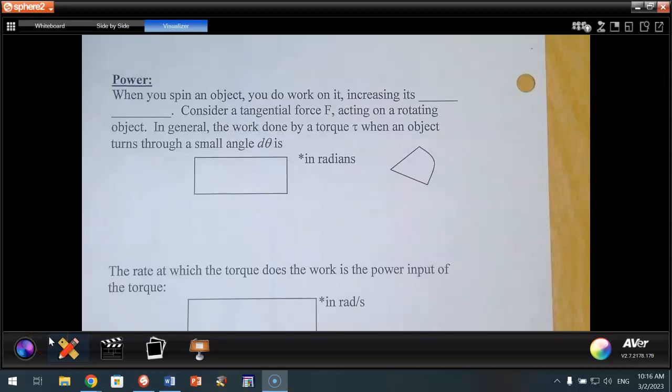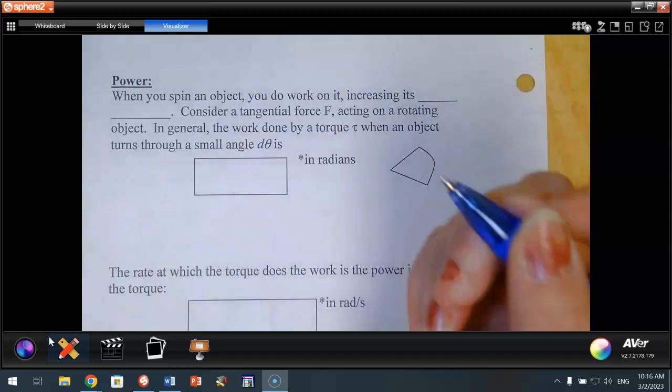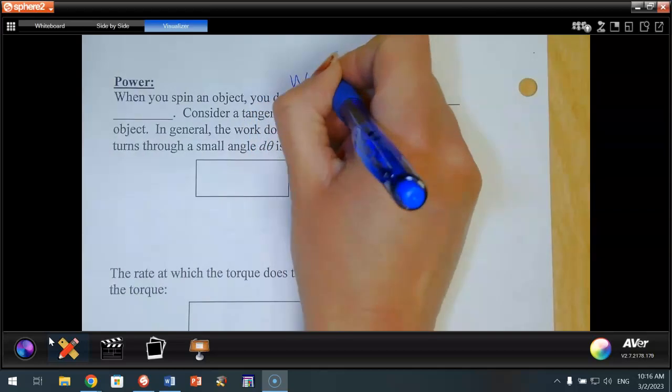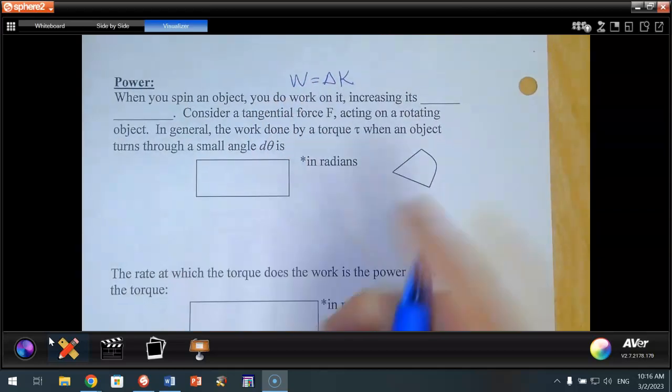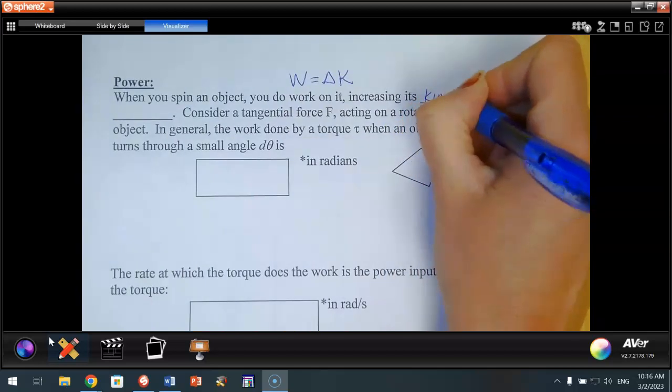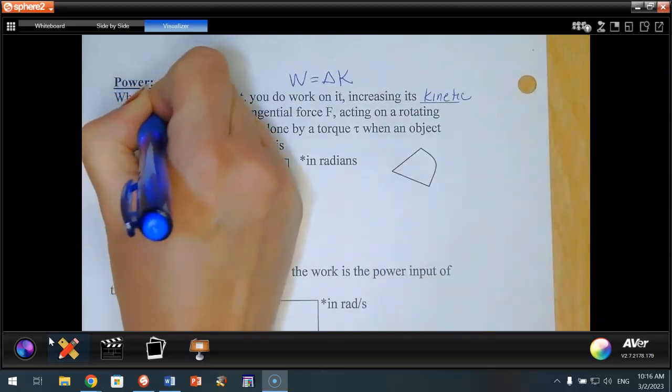Today what we're going to do is talk about work and power associated with things that rotate. So if I have, say for instance, a disc and I spin the disc, I'm applying a force and my force is moving across a distance. And so if that's the case, then I'm doing work on it. And we learned back whenever we covered this before that work is equal to the change in kinetic energy. And so if you do work on it, you are increasing the kinetic energy of your spinning object.